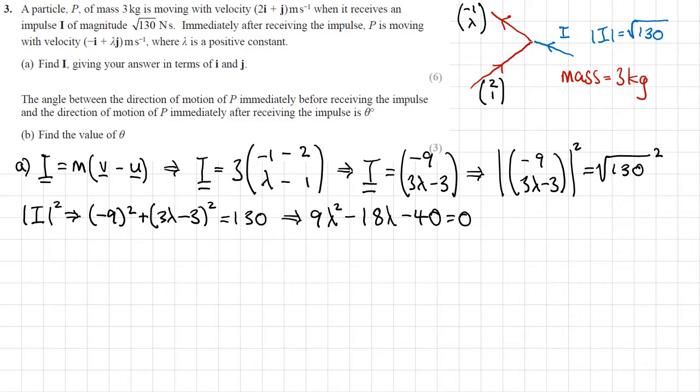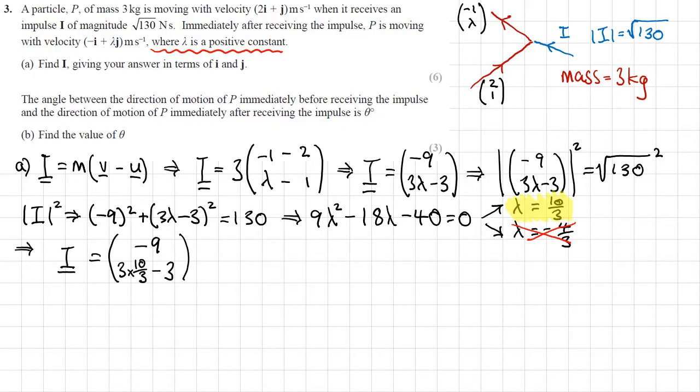Solving this on my calculator, I get two values for lambda. One is 10/3 and the other is -4/3. However, you may have noticed here it says that lambda is a positive constant, so that means we can ignore that one. The value of lambda we're going to be using is 10/3.